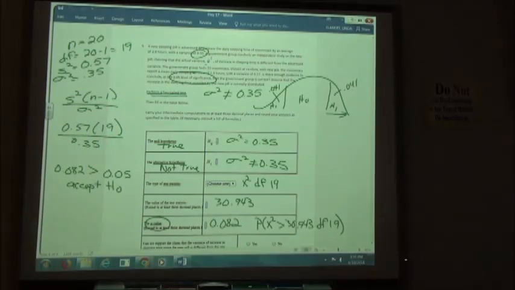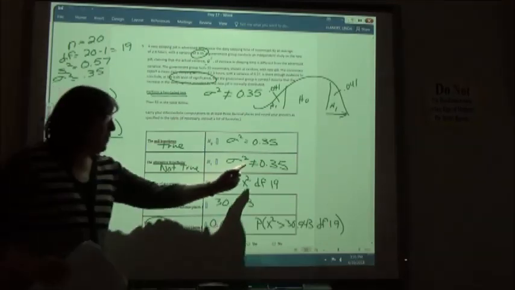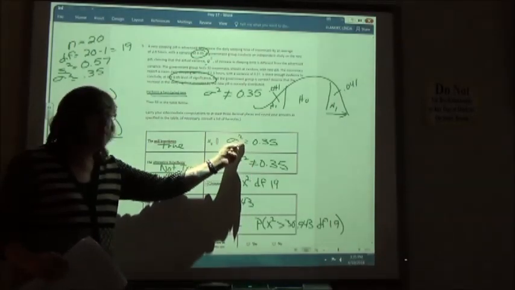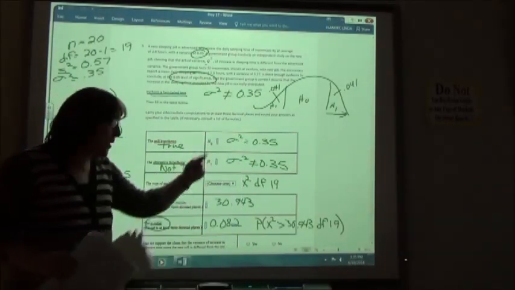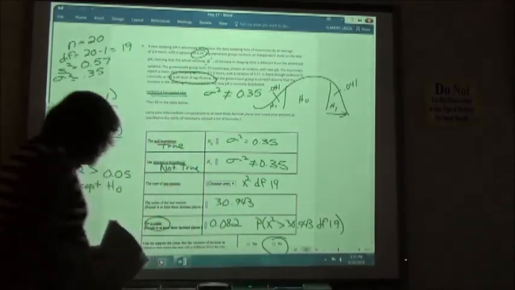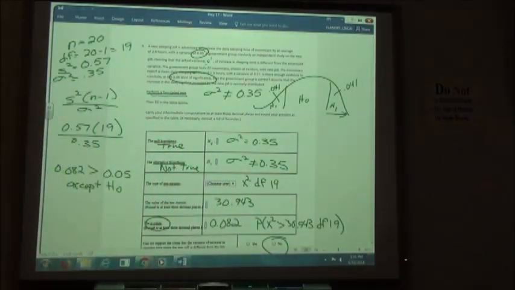Can we support the claim that the variance of increase in sleeping time using the new pill is different from the one given, from the one advertised? Can we support that it's different? No, we can't, right? If it was different, this would be the true statement. We're saying it's the same, it's equal to that. So can we support that claim? No, we cannot. Can't support the claim.